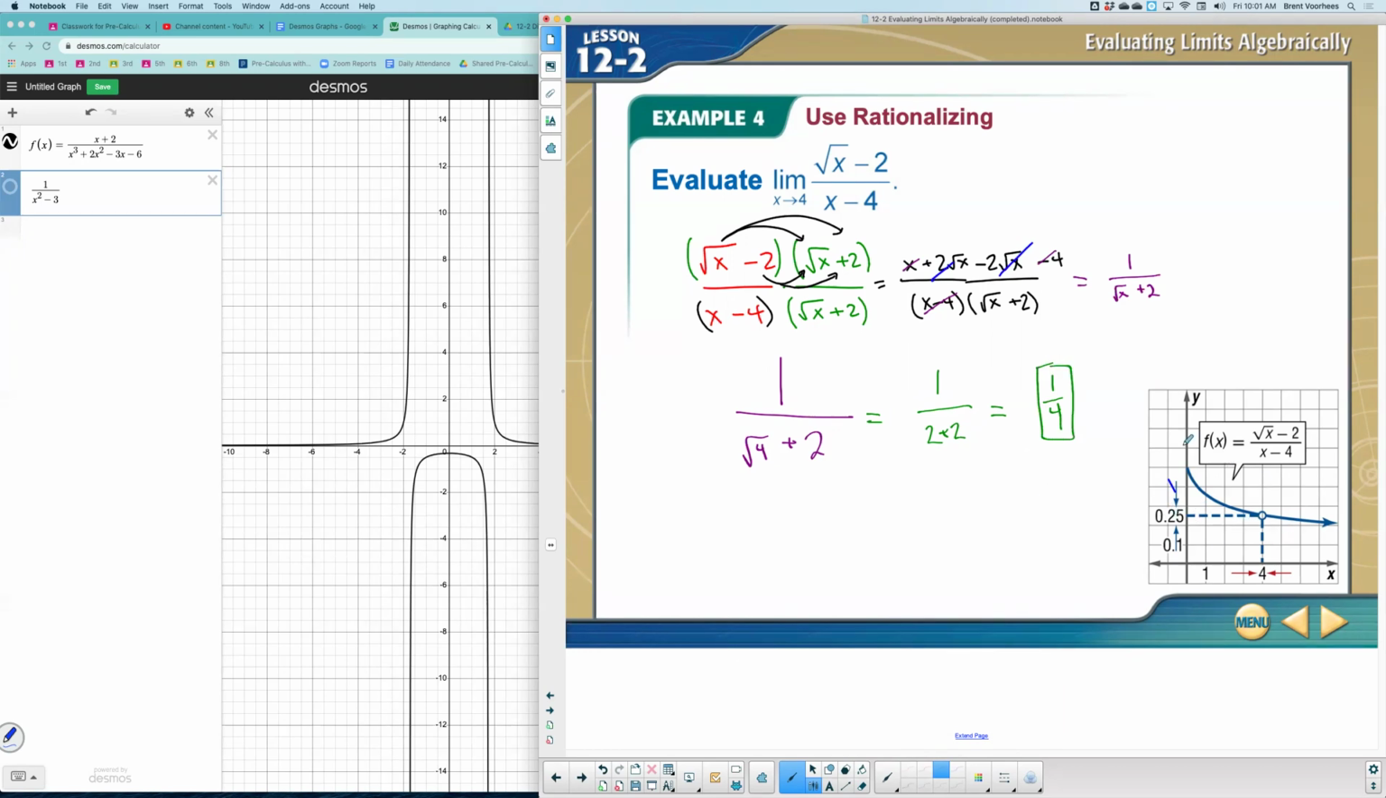When I look at this graph here, as I close in on the x value of 4 from the left side, the limit as x approaches 4 from the left, and the limit as x approaches 4 from the right, from the positive side, the y value we're approaching is, according to the graph, 0.25, which is 1/4.